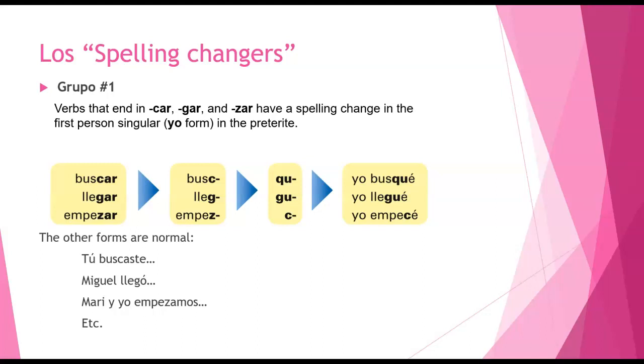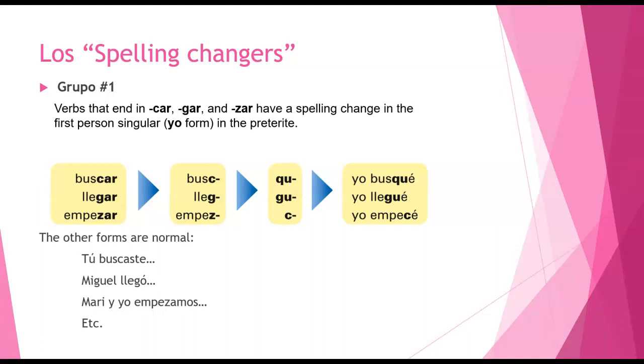Now, probably in your pronunciation, you don't have to worry about it when you're speaking. Obviously, this is when you are writing. Because if we do not make that change and we leave it as a C, you're actually saying busce instead of busqué. And the verb is buscar. We want to maintain that hard k sound. Very similar thing with gar, like llegar, and yo llegué. If we didn't have the u in there, it would be yo llegé. And so we want to maintain that hard g sound, so yo llegué.